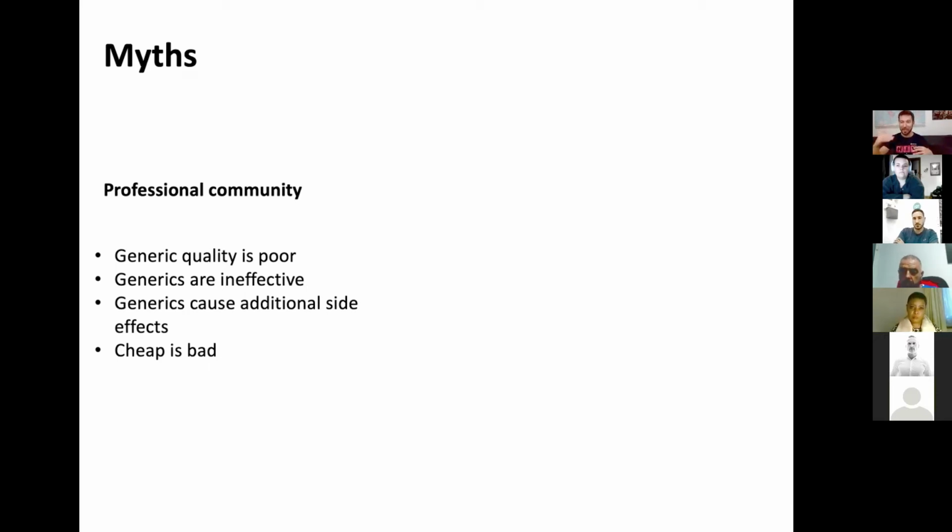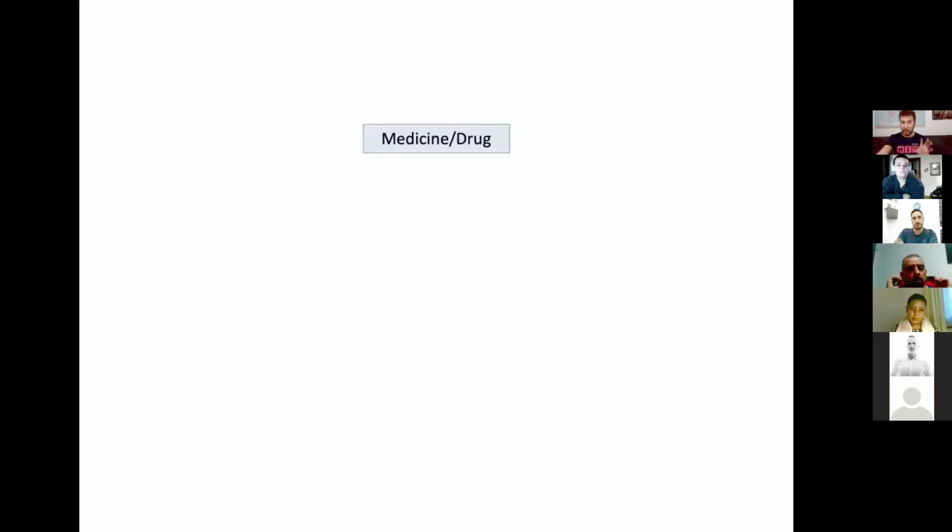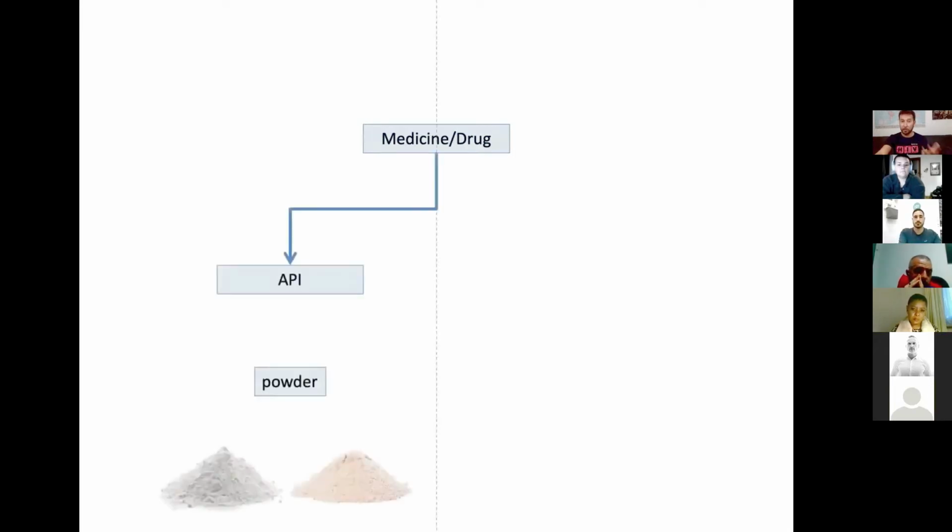We go there, check each myth, and explain whether it's still a myth, or whether in reality it looks different. So I will start with two points: we usually say that generics' quality is poor and that generics are ineffective. To understand these two points and have an answer, we will start again with the medicine, and we will speak about the production of API.